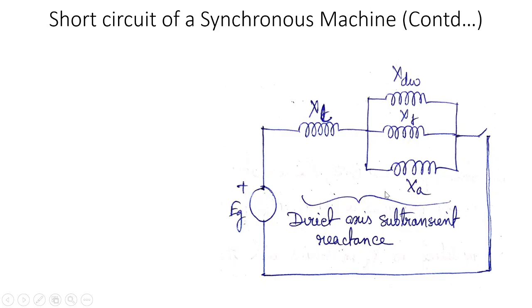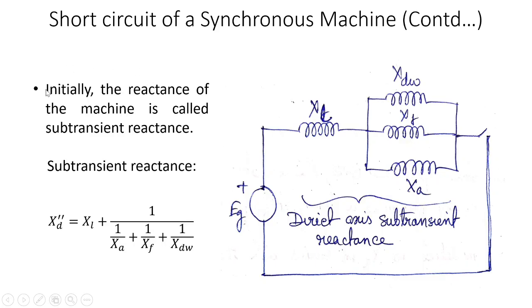So XL is the leakage reactance, XA is the reactance modeled for the demagnetizing effect of the armature reaction, XF is the field reactance which is present due to the currents induced in the field, and XDW is the damper winding reactance which is also present due to the current induced in the damper winding. Both these fluxes aid the main flux.